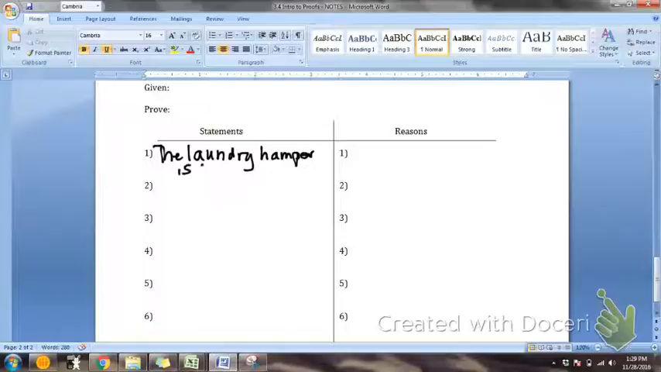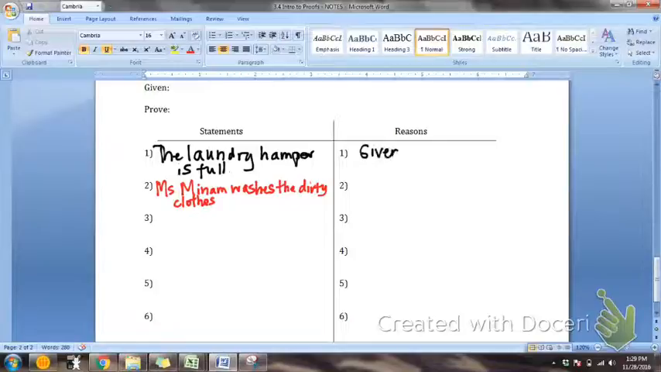Oops, is full. Sentence number 2 is going to say, Miss Miriam washes the dirty clothes. Now, again, this is new to you, so just hang on with me. Why do we know that Miss Miriam washes the dirty clothes was going to be the next one? Samantha? Because it says if the laundry hamper is full, comma, and then there's. Okay. And you put what's after it.